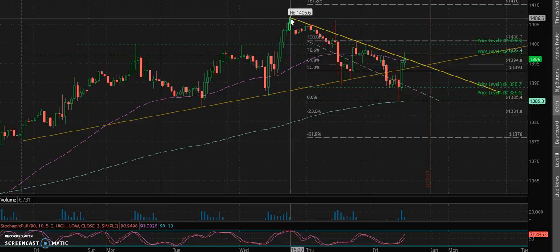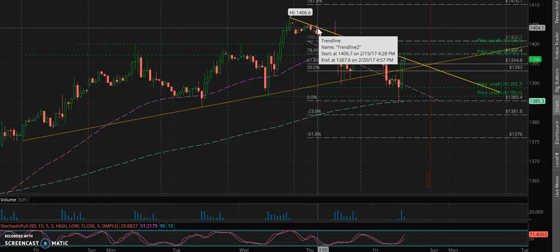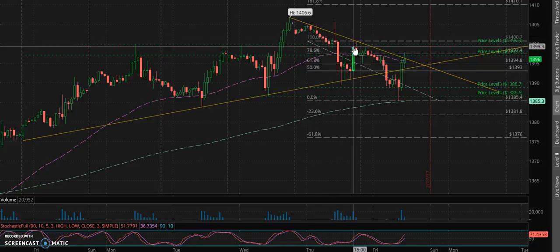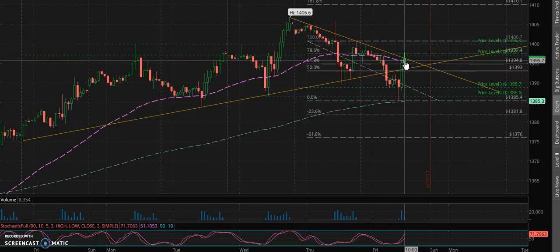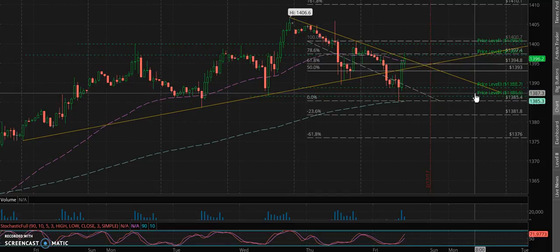So you can see that it was anchored here, established here, failed to close above here, failed to close above here, respected perfectly here, and now we're respecting it again. But we did have a spike up just to the 78.6 retracement and some structure, which is the resistance level that I had plotted right at that 1397.1 level.